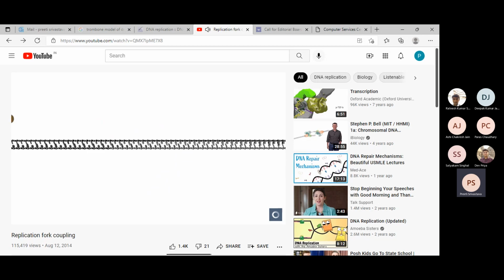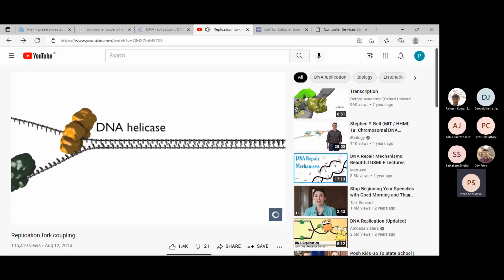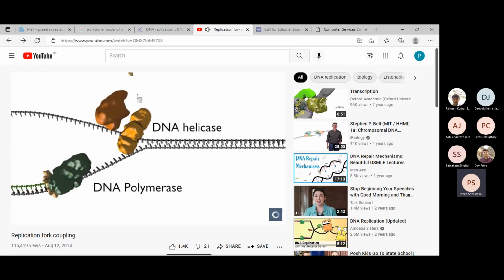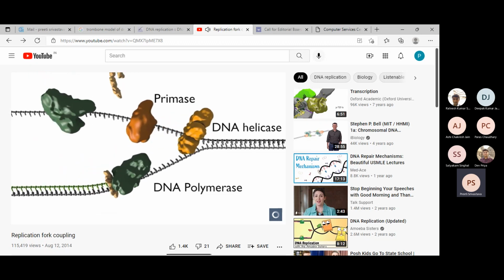To understand how polymerases are coupled to the replication fork, we will first show a standard representation of the replication fork. In this typical representation, two DNA polymerases are moving in opposite directions.